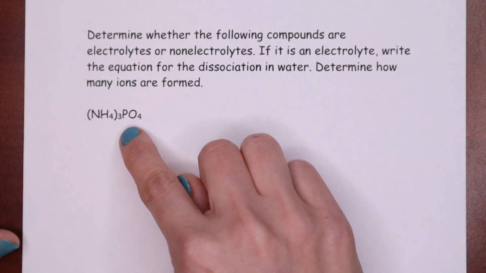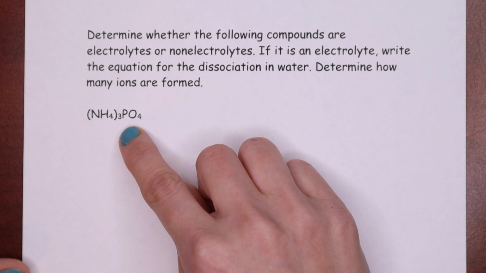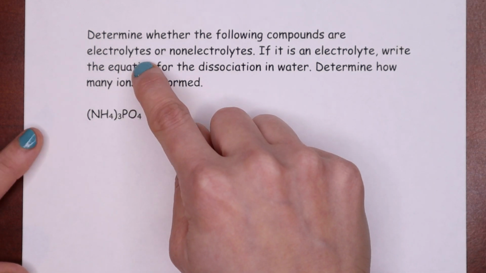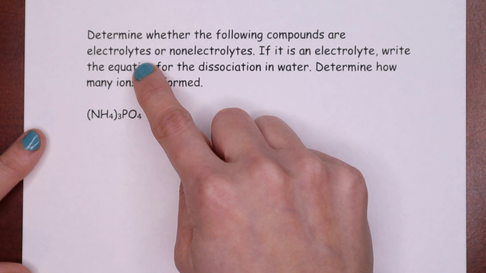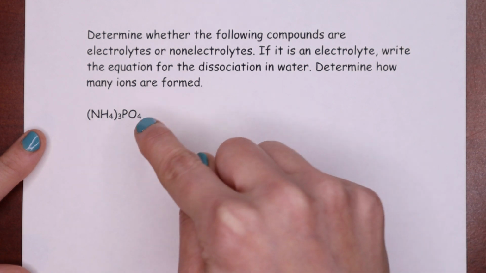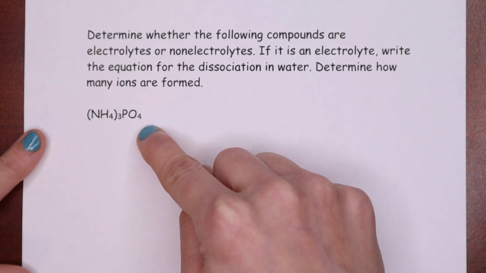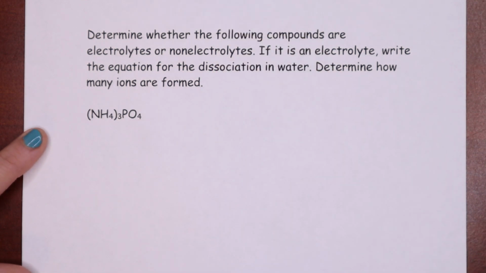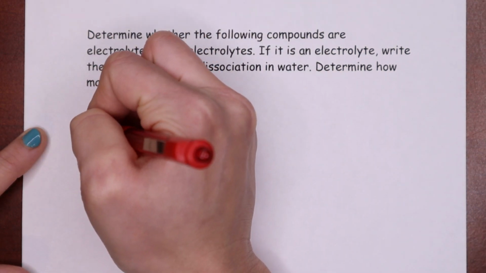Then we have ammonium phosphate right here, and the very first thing that we have to figure out is whether or not it is an electrolyte. And we know, because we were supposed to memorize ammonium and phosphate, that they are electrolytes because they're ions, right? Ammonium and phosphate are polyatomic ions. They are charged. So first off, let's go ahead and write them out separate.